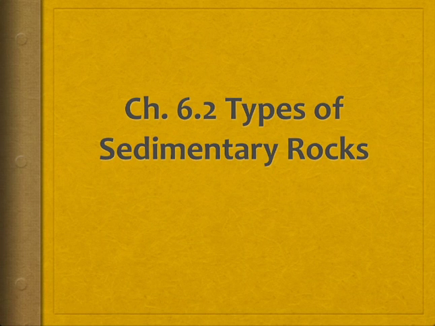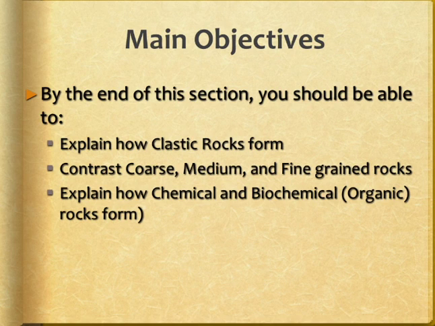So let's jump into chapter 6.2 and talk about the types of sedimentary rocks. By the end of this section, you should be able to explain how clastic rocks form, be able to contrast coarse, medium, and fine-grained rocks, and then also be able to explain how chemical and biochemical, aka organic rocks, form.